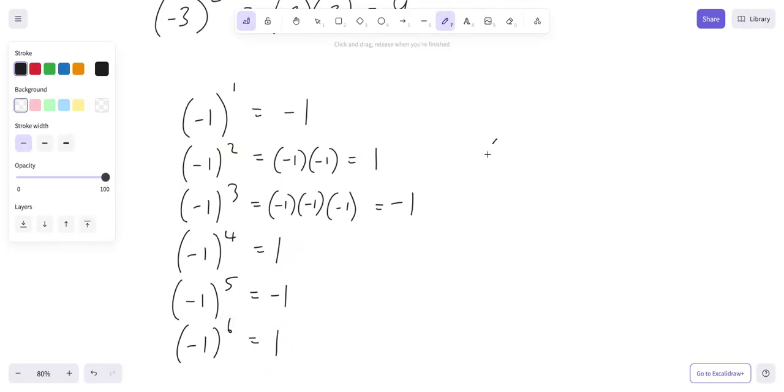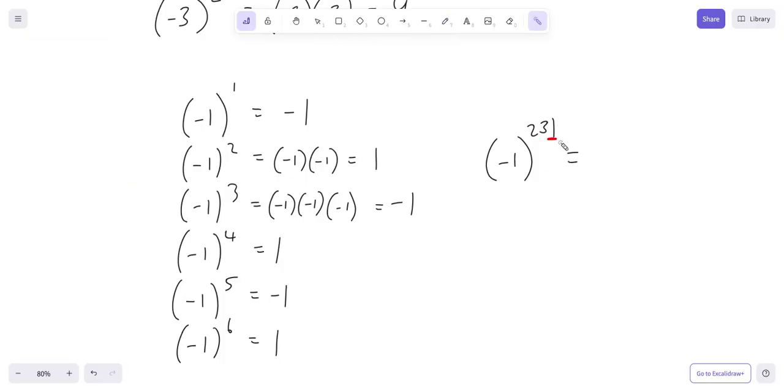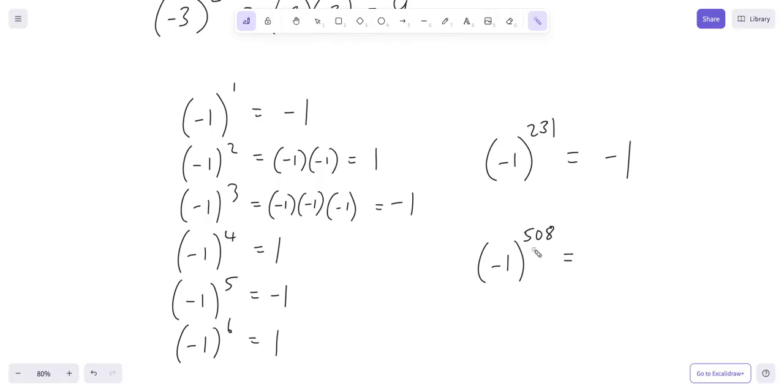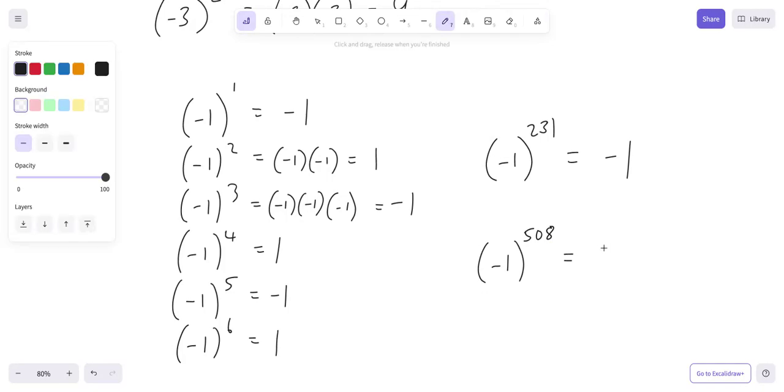So if I gave you -1 to the 231st power, you should be able to recognize that this exponent is odd, which means the answer ends up being -1. And then if I gave you -1 to the 508th power, you'd recognize that this exponent is even, with an even set of negative numbers, you end up with +1.